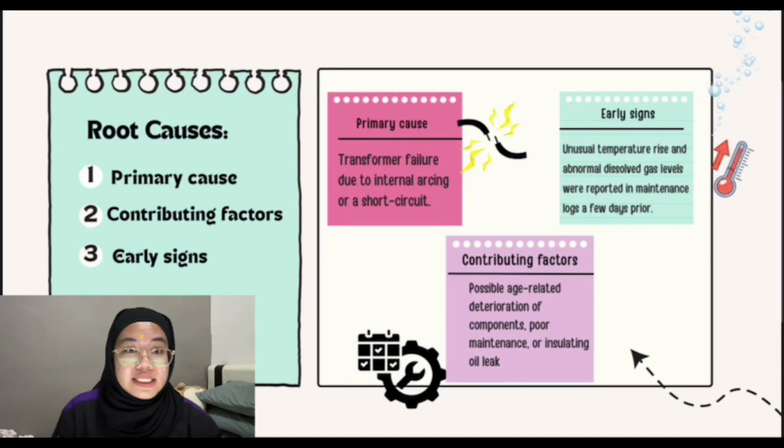On early signs, modern electrical systems have sophisticated monitoring to detect problems before catastrophic failure occurs. Key indicators include temperature rise, abnormal dissolved gas in the insulating oil, partial discharge activity, and changes in electrical characteristics. These monitoring systems are designed to provide maintenance teams with advanced warning. The key challenge is that warnings require proper interpretation and timely action. Sometimes the progression from warning signs to failure can be very rapid.